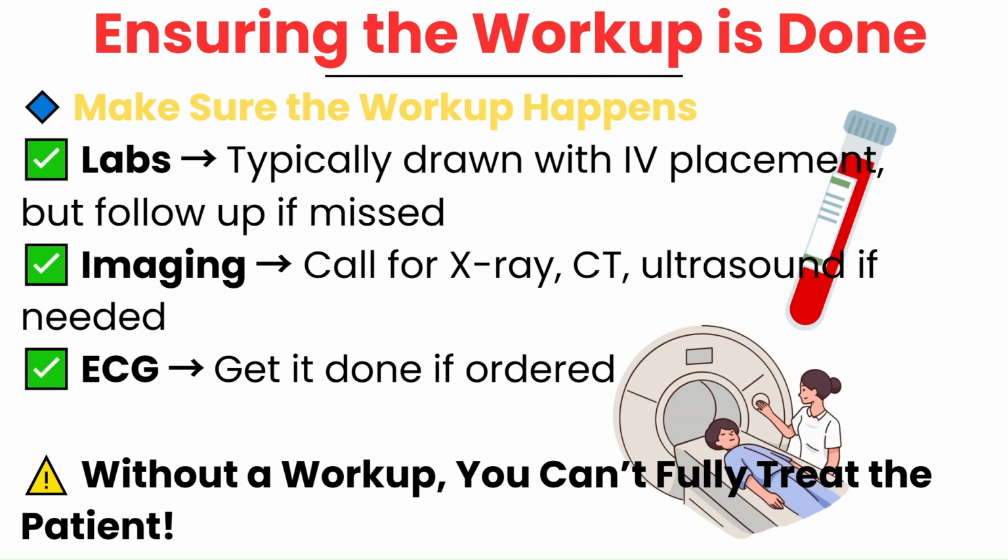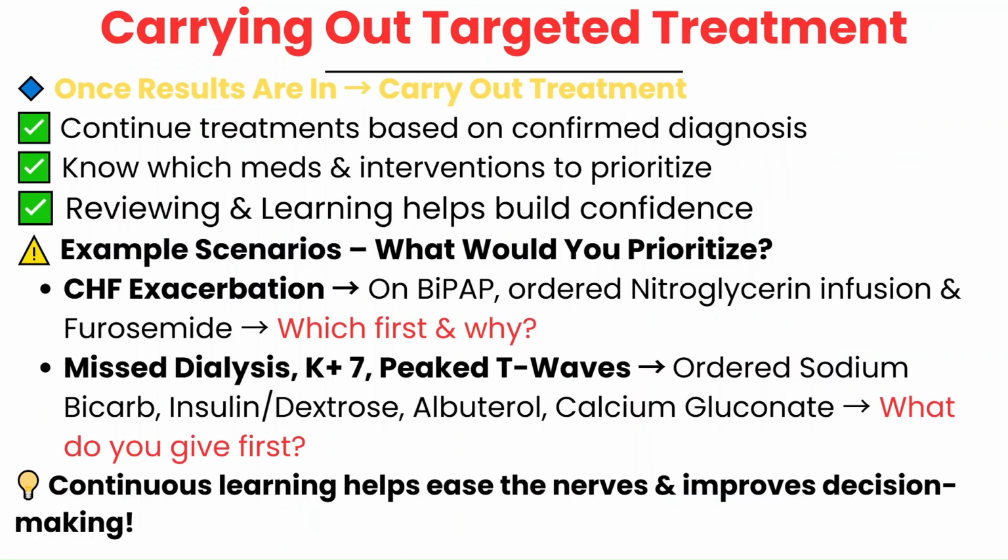And if the patient needs an ECG, get it done as soon as possible, especially if they're having chest pain, syncope, or an abnormal heart rate. Remember, if the workup isn't done, we're just guessing. Getting the right test done quickly means faster treatment and better outcomes for the patient. And at this point, results are going to be coming back and the providers are confirming their diagnosis. Your focus now shifts to carrying out the targeted treatment and making sure interventions are actually happening.